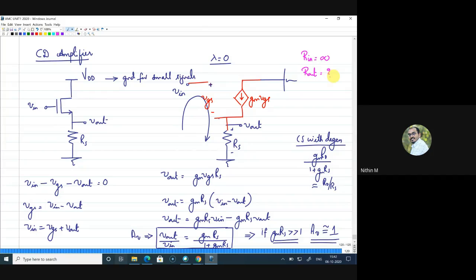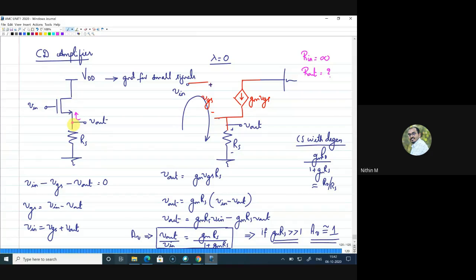Any idea about output impedance? Manikandan, can you help me in finding output impedance? Sir, is it RS? Okay, so whatever resistance you are seeing at this point should be the output impedance. Now it is RS from here to here, but if you look up, you will get some more impedance, right? From the V out.